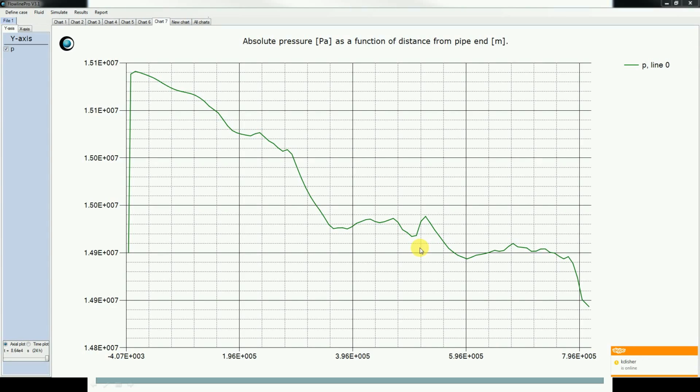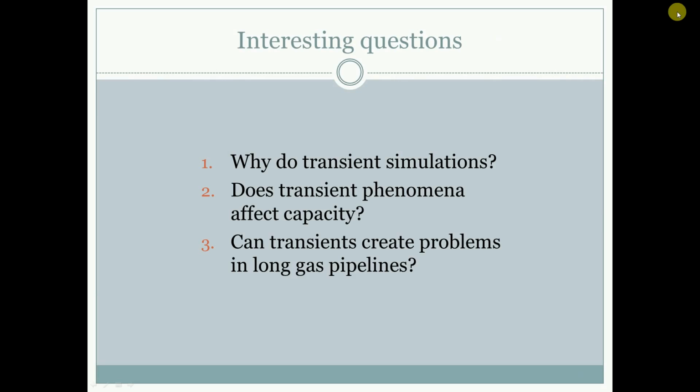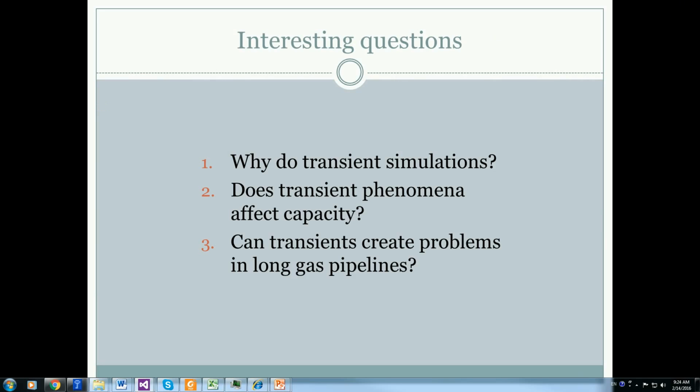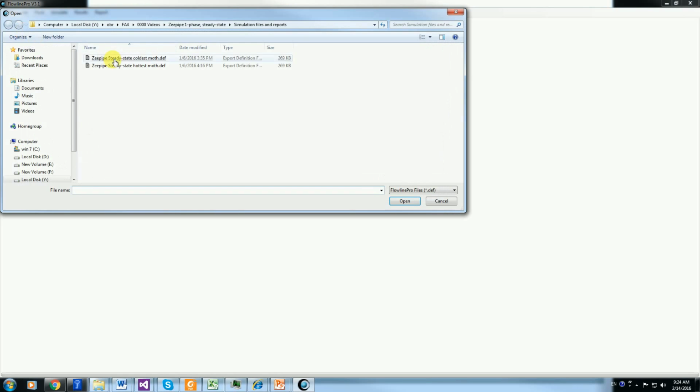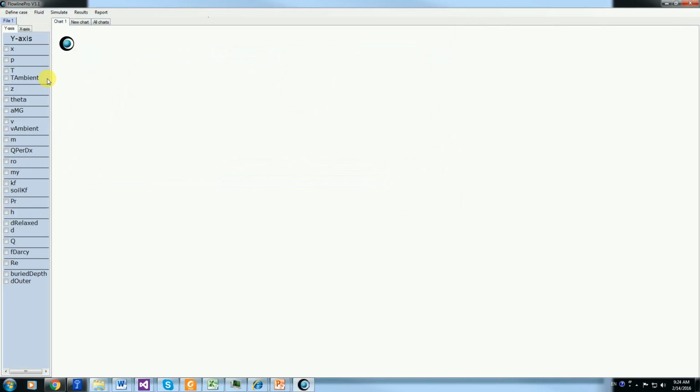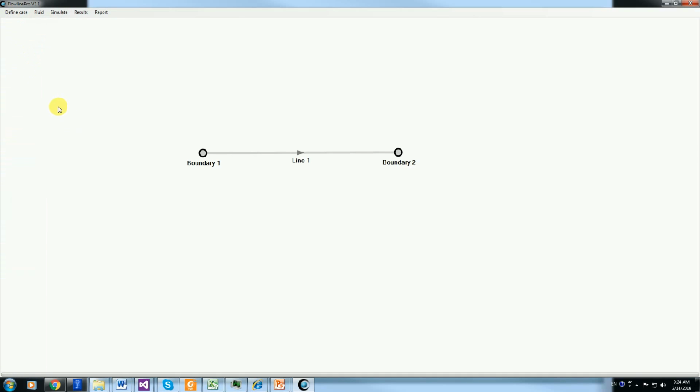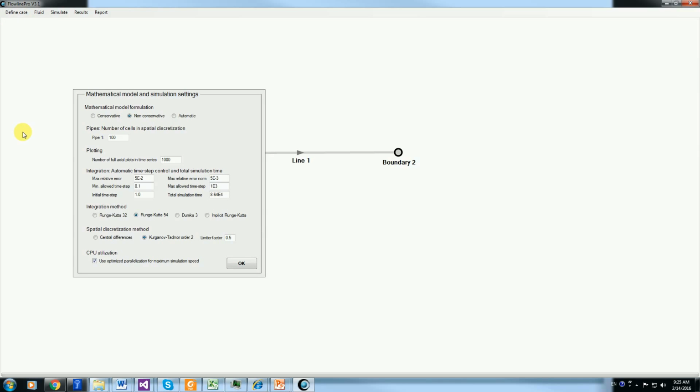What is going on under the hood of these simulations? Maybe the easiest thing to do to have a closer look is to simply close the program and restart it again. Let's start with the same case, the steady state coldest month, and then reset it again. We are back to the original settings, and we'll have a closer look at the settings because it tells us something about what's going on in the simulation program.